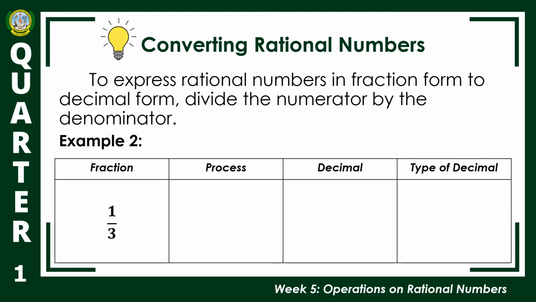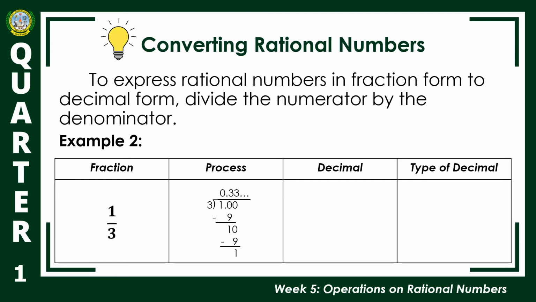So we have here 1/3. Okay? So same process. We're going to divide the numerator by the denominator. So we will get this answer. Okay? So we added 0.0 para maging 10. 10 divided by 3 is 3 and 3 times 3 is 9. Subtracting 10 and 9, we will get 1. Since may remainder pa, nag-add ulit ng 0. So 10 divided by 3 again is 3. 3 times 3 is 9. And again, we got a remainder of 1.